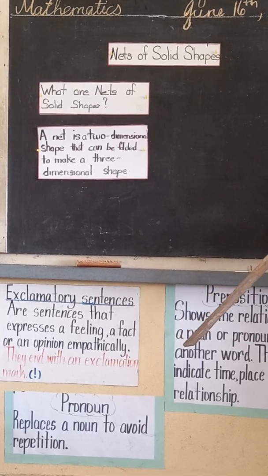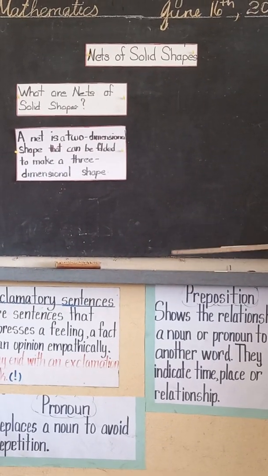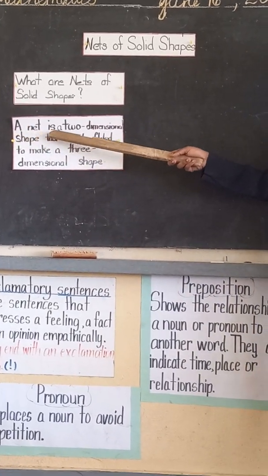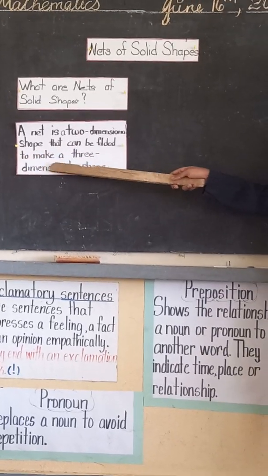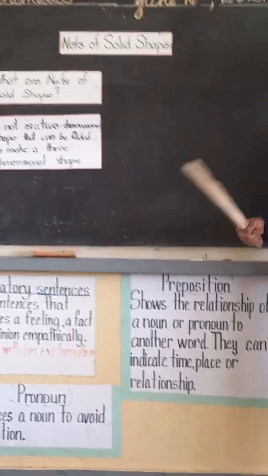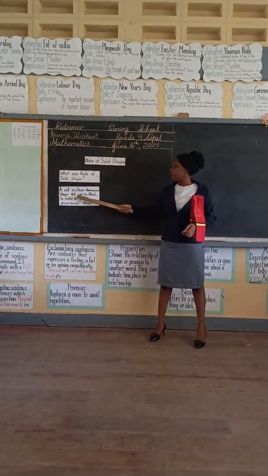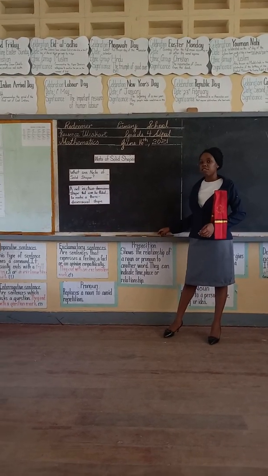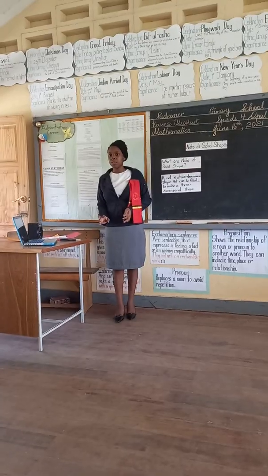Okay, Michael? Don't go too fast. Go with the flow. Okay? Excellent, Peter. Now let's do it together. A net is a two-dimensional shape that can be folded to make a three-dimensional shape. Excellent. Now let's go ahead and get into our review.